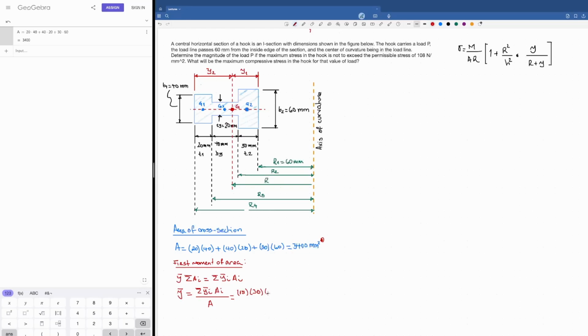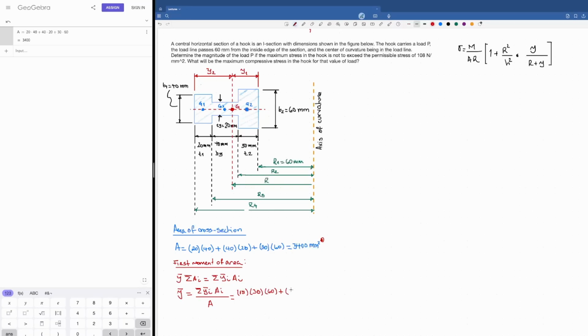Plus the moment of this area here in the center, and let me mark here the distance from the centroid all the way to the edge here, and this is going to be this 30 millimeters plus half of this 40, which is going to be 50 millimeters. And let me write it down here.